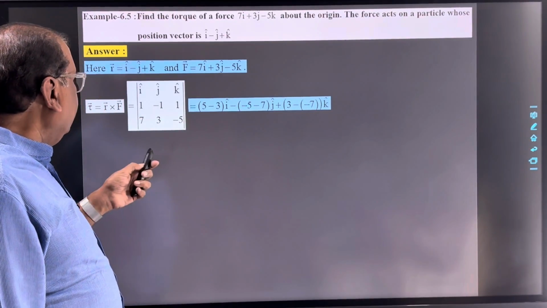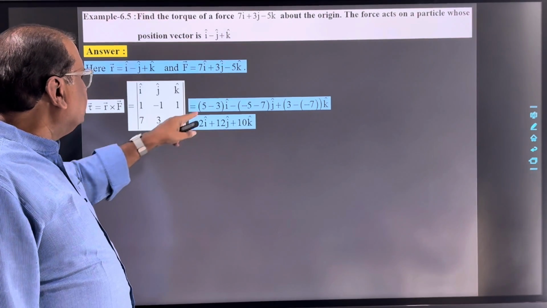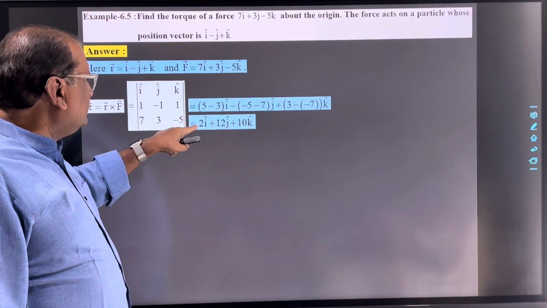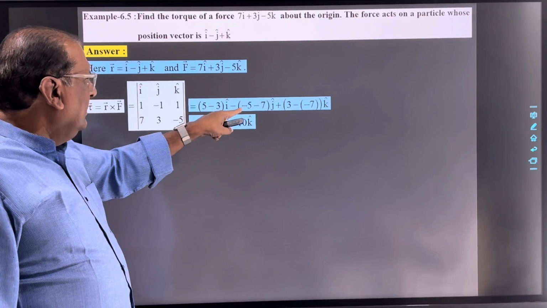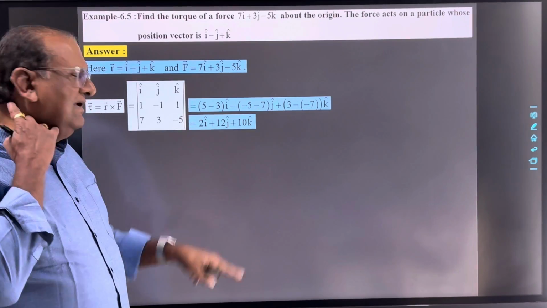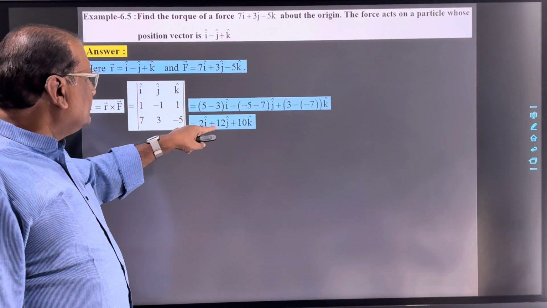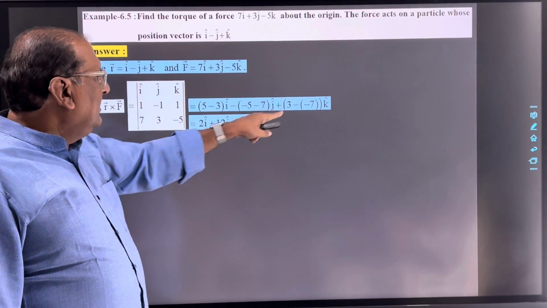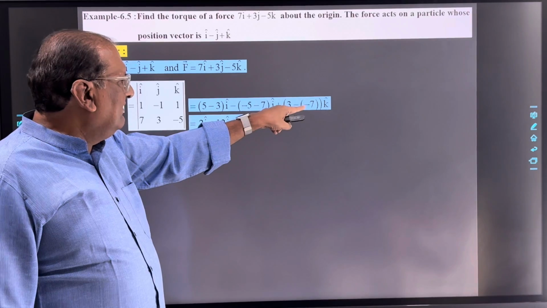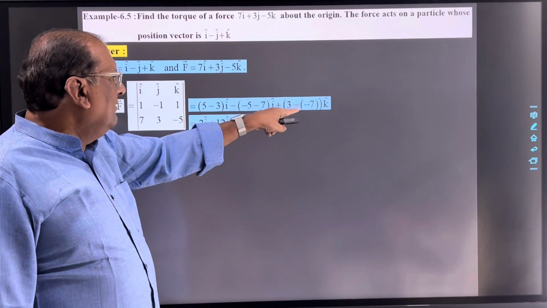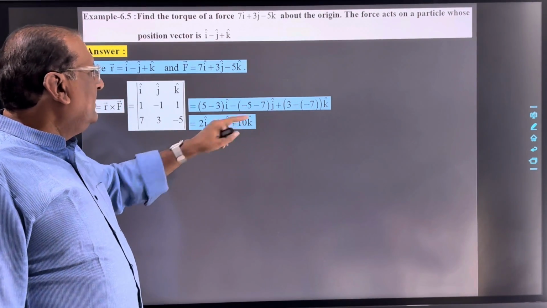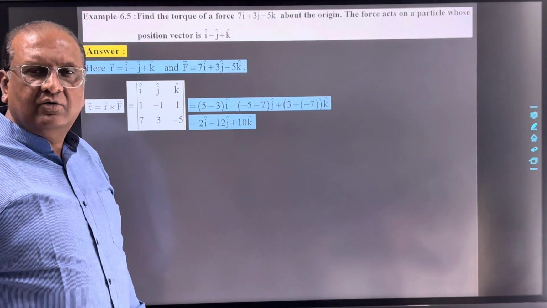Now, again we can simplify this one as 5 minus 3, that is 2i^, plus (-5 minus 7), that is -12, into minus, so that is plus 12j^. Here minus 7, that is plus 7, plus 7 plus 3, 10k^. Clear to all of you?